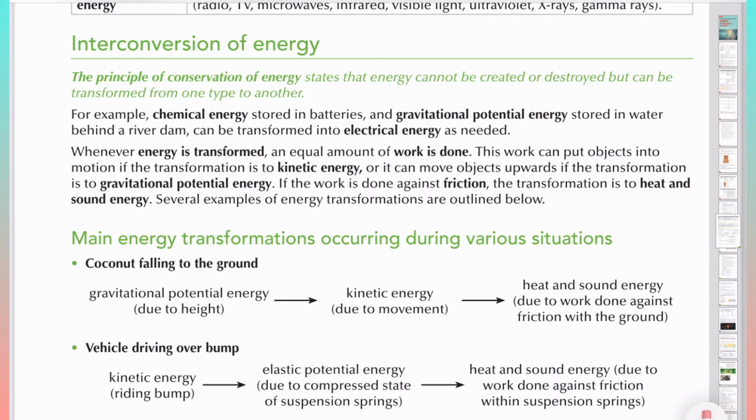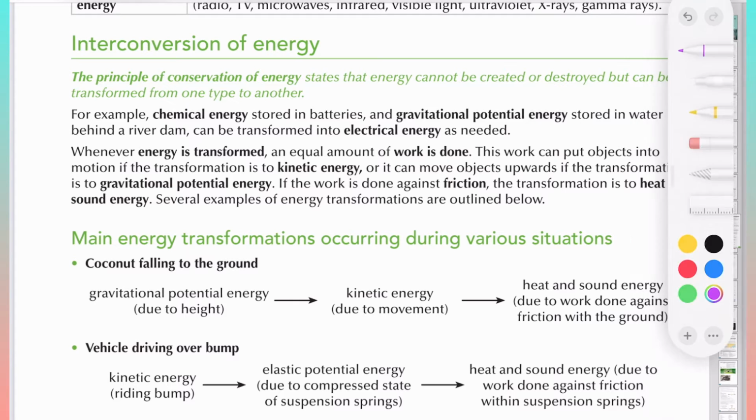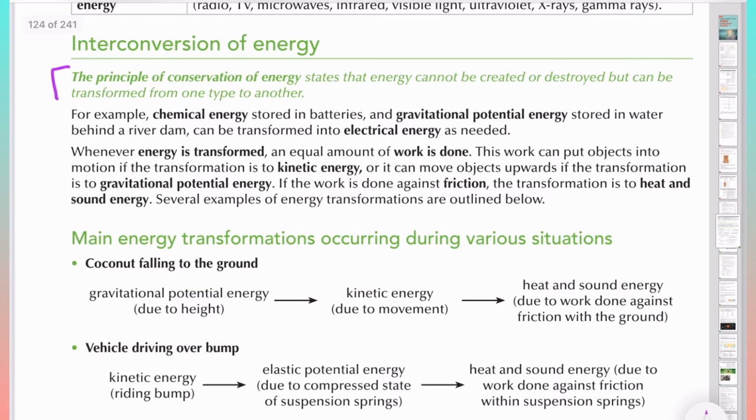So this principle is extremely important when we are talking about energy. So you must learn this principle. The principle of conservation of energy states that energy cannot be created nor destroyed, but it can be transformed from one type to another.